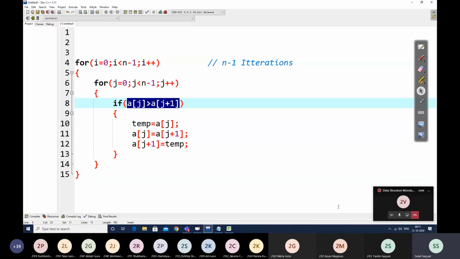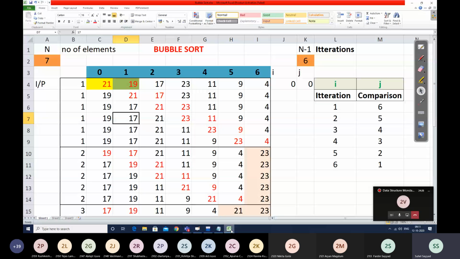Is it clear? So for 21, now we check whether a of 0 is greater than a of 1. Yes, a of 0 is greater than a of 1, and that's why we do swap of a of 0 with a of 1. That 21 and 19 got swapped from our input, right? Then the for loop of j will be incremented.